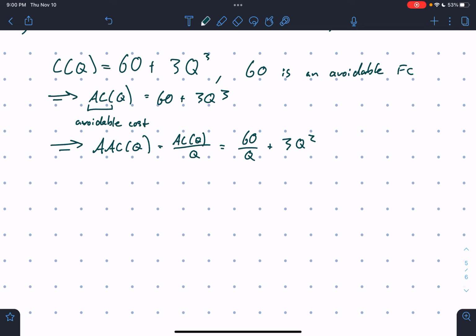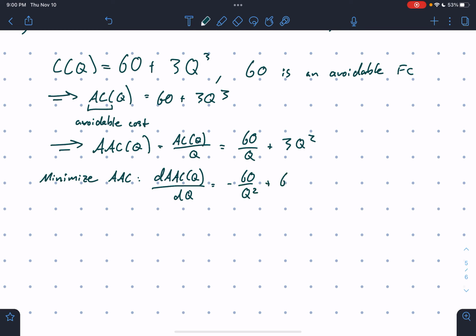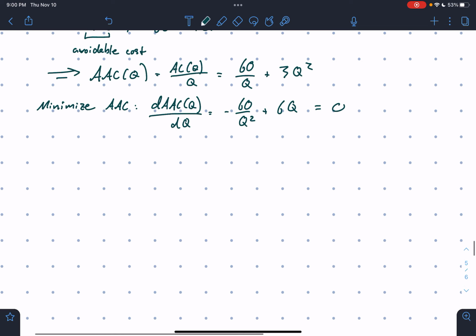So I want to find AAC min. So what I do is I take the derivative, set it equal to 0. We'll see that a lot. So this is negative 60 over q squared plus 6q. I want this to equal 0. This is the optimality condition. I need this derivative to equal 0 for this to be minimized.